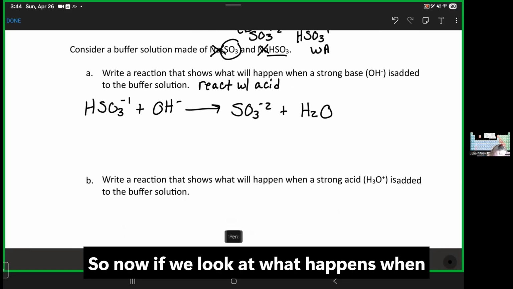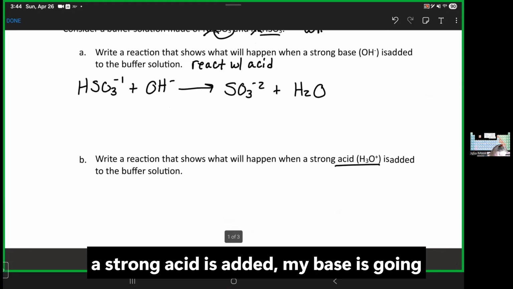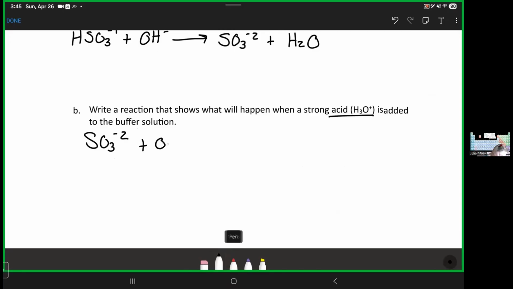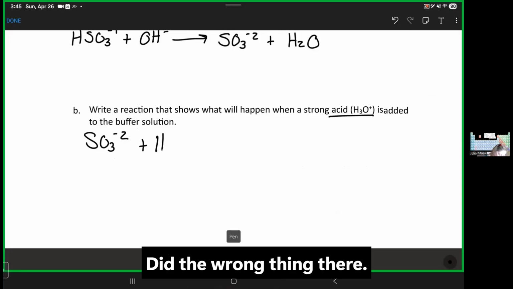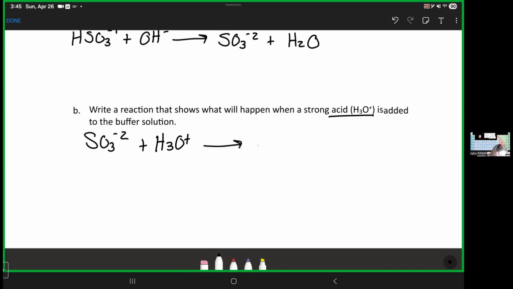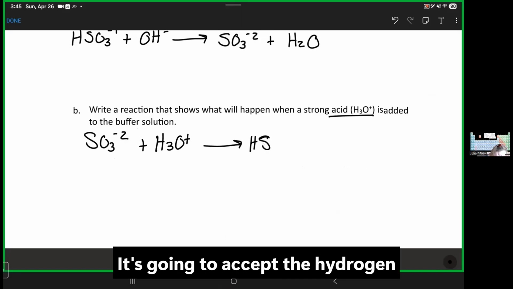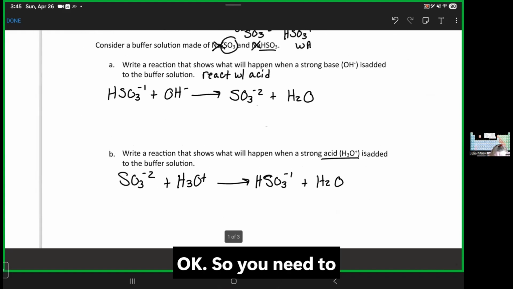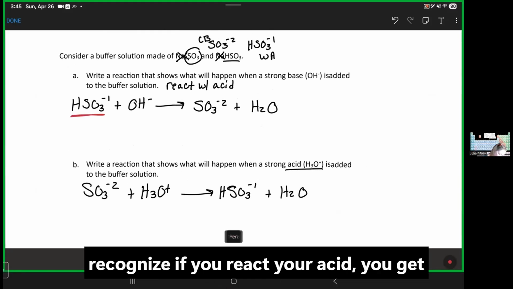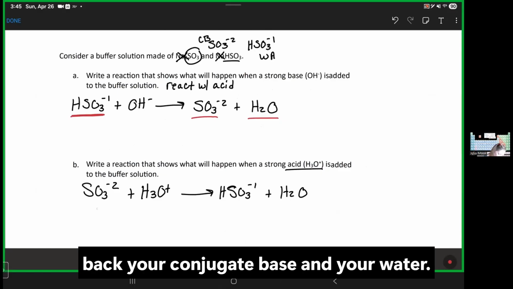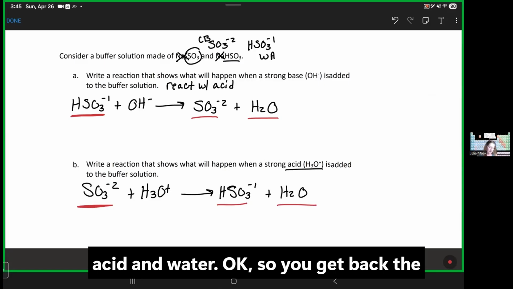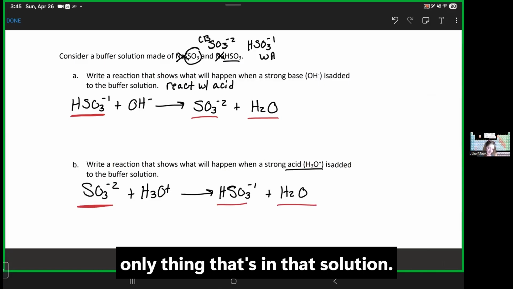So now if we look at what happens when a strong acid is added, my base is going to react with it. It's going to accept the hydrogen ion. So, thing to recognize, if you react your acid, you get back your conjugate base and your water. If you react your base, you get back your acid and water. Okay, so you get back the only thing that's in that solution.